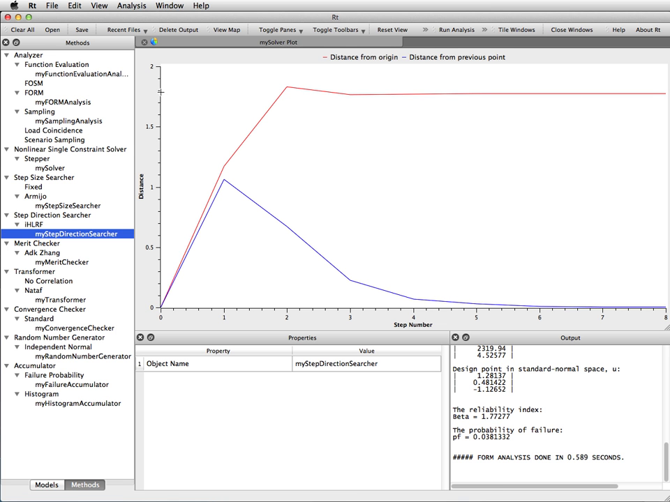1.7 or 1.8, which is the reliability index. In fact, we see in the output pane that the reliability index was 1.77. So that is a FORM reliability analysis, and in the next tutorial we'll have a look at other ways to study this particular reliability problem.